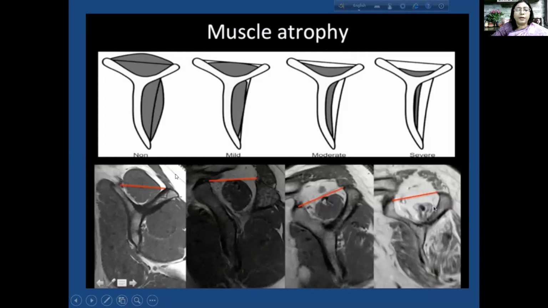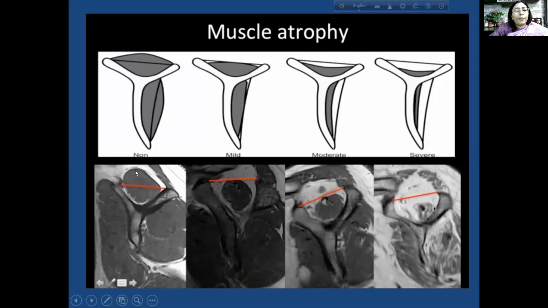supraspinatus tendon. Two more important things we have to look for in case of a tear are the muscle bulk and fatty infiltration. The line is drawn from the coracoid process to the spinous process for supraspinatus, and the line drawn from the spinous process to the inferior angle of the scapula for infraspinatus.